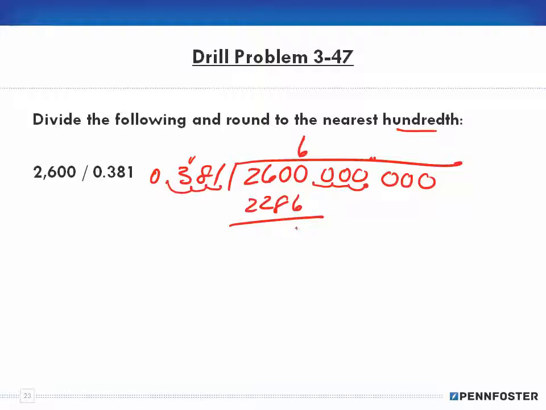Let's see if I was right. That's 4, from 9 is 1, from 5 is 3, 314. So that was a pretty good guess. I'm going to bring down my 0.